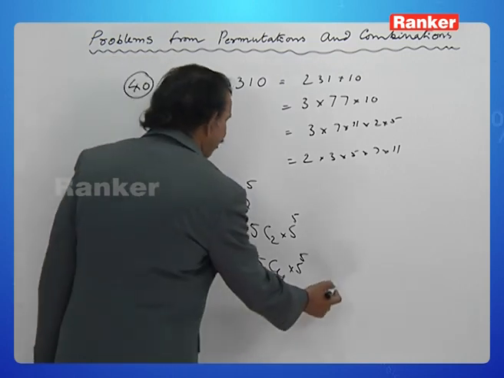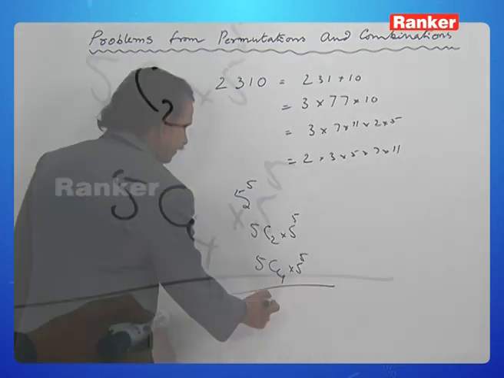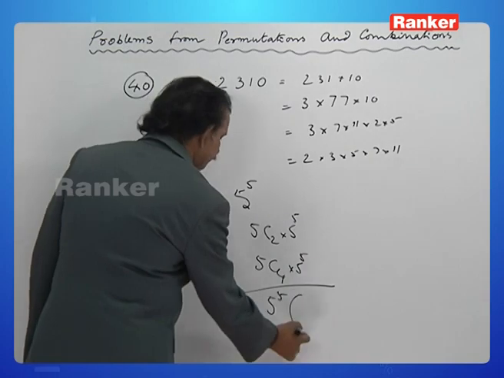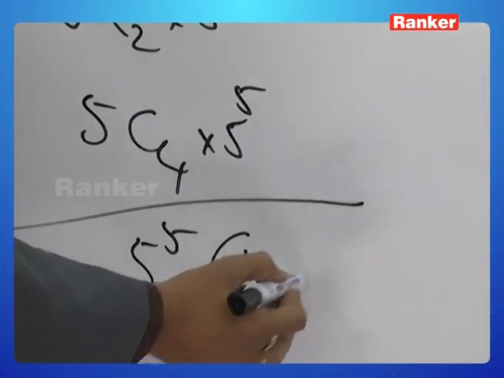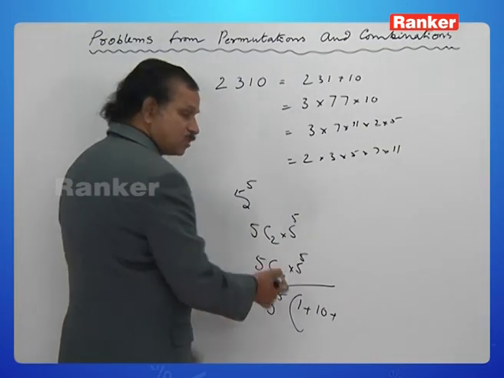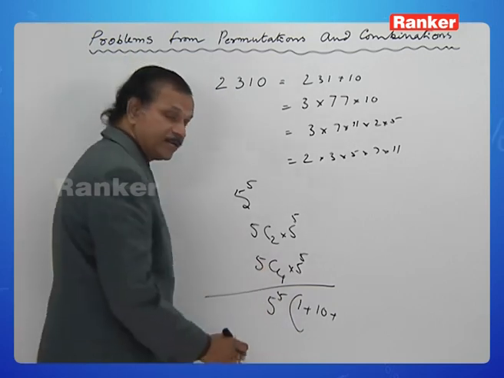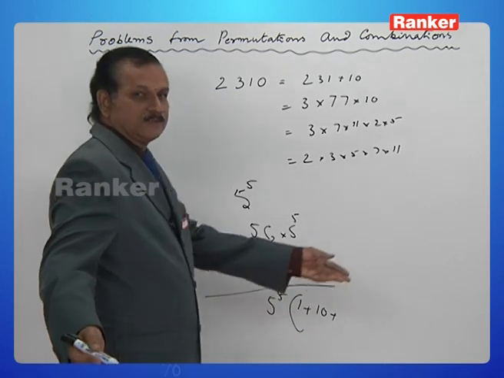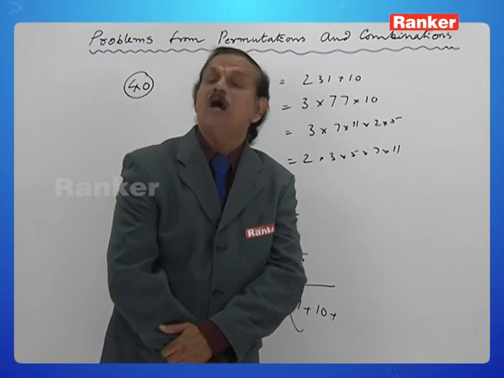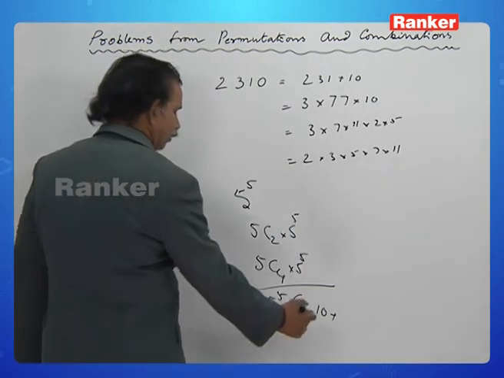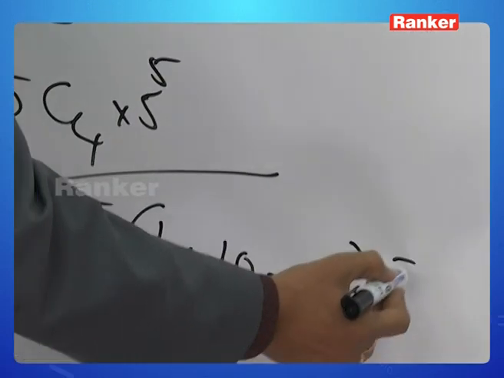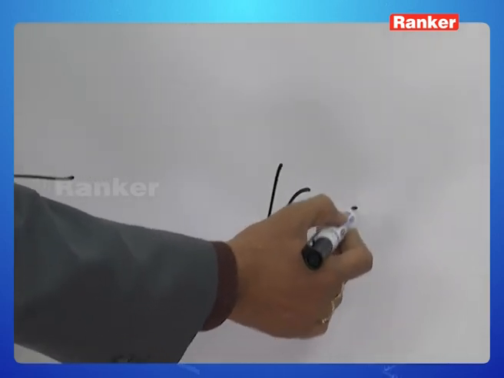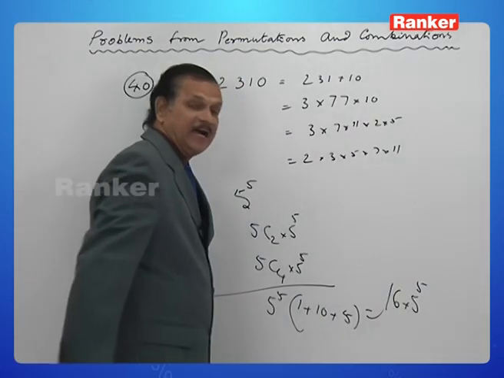Now, you add all of them. 5 power 5 into 1 plus 10. 5C2 is 10. 5C4 is, what is 5C4? 5C4 is nothing but 5C1 and it is 5. Therefore, 1 plus 10 plus 5 becomes 16 into 5 to the power of 5.